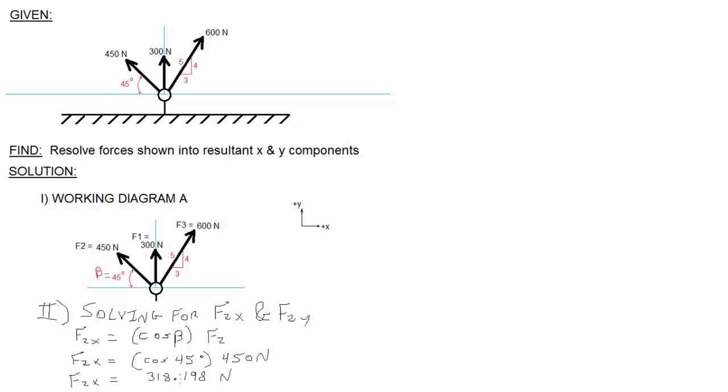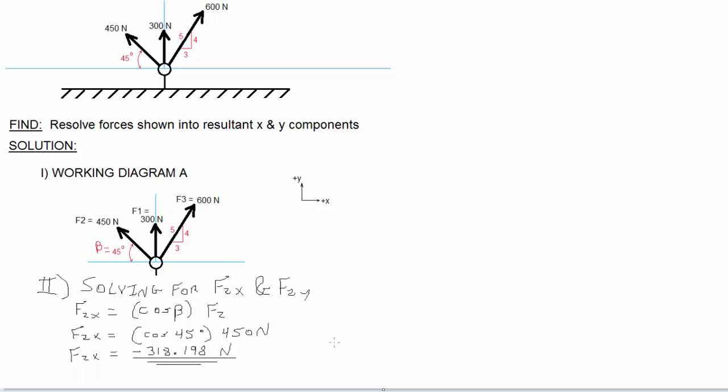F2x equals 318.198 newtons. It needs a sign indicating which direction it's going. Now, you can write a vector symbol like this, showing that it's going to the left, or you can write a negative sign. Either of those are valid, and either of them are acceptable. However, you may never write both the vector symbol and the negative sign. You ask, why not? Well, first of all, that's confusing to have both the vector symbol and the negative sign because they both indicate the same thing. And second of all, in this case, it's actually technically wrong because, as you'll recall, negative means the opposite. And so to have a negative sign along with the vector going to the left would mean the opposite of this, which would be saying that it's going to the right, which, of course, it is not.